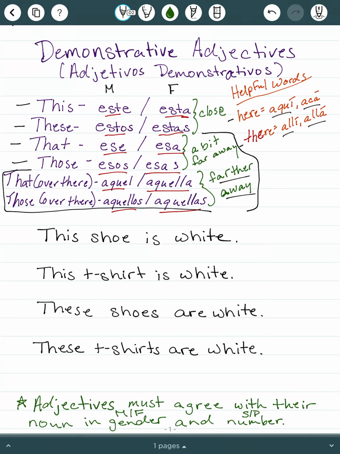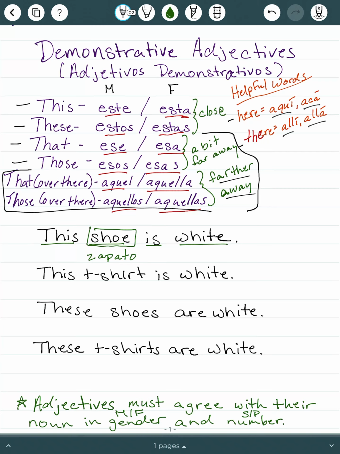So let's look at how that comes into play. If I want to say this shoe is white, this shoe is white. I've told you before, the noun is like the sun. Everything needs to revolve around it. So whatever your noun is, whether it's masculine or feminine, singular, plural, that's going to be reflected in the rest of the sentence, wherever possible. So the first thing you need to do is look on your vocabulary list and find out what the word is for shoe. So shoe in Spanish is zapato.